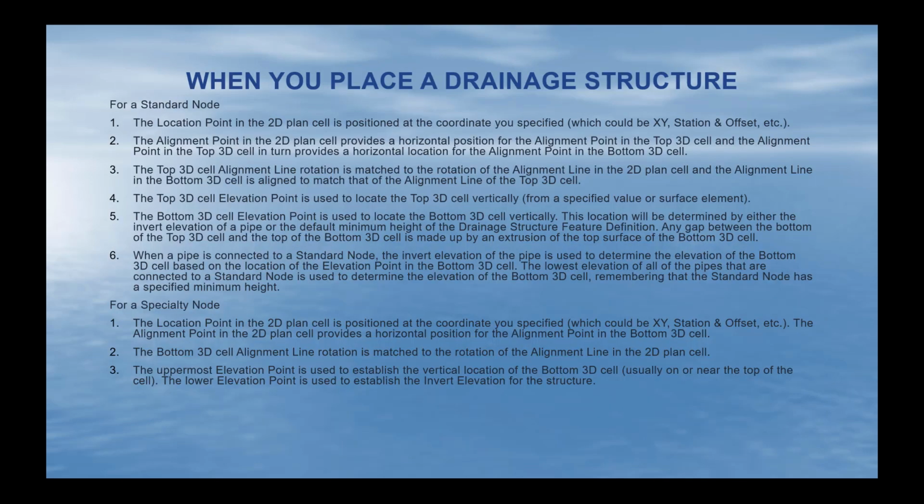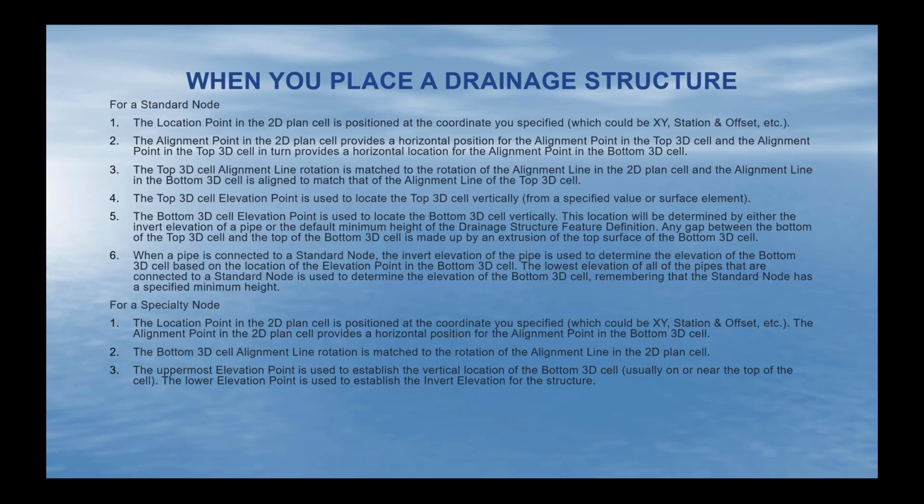When you place a drainage structure, a couple of things happen. The location point of the 2D cell is positioned at the coordinate that you specify, which could be XY, station offset, etc., or just a data point. This is done in the 2D view and is the beginning for you placing this cell.